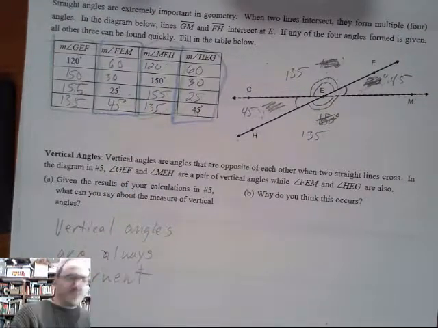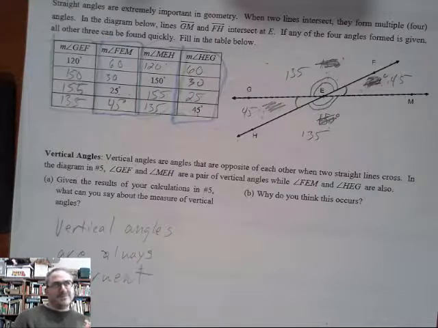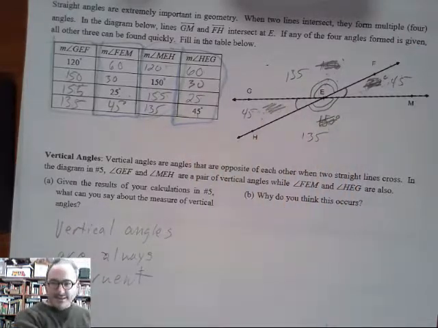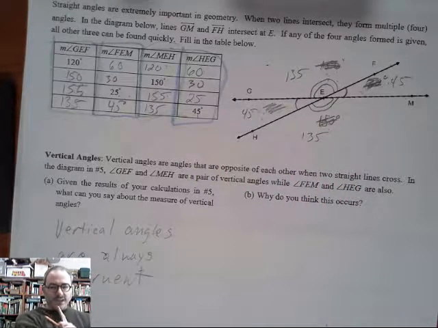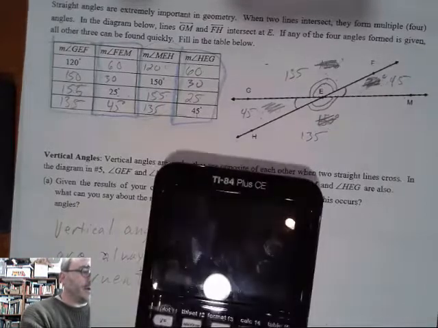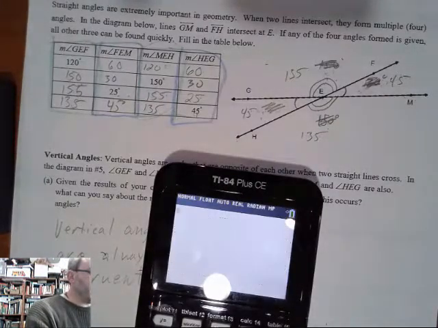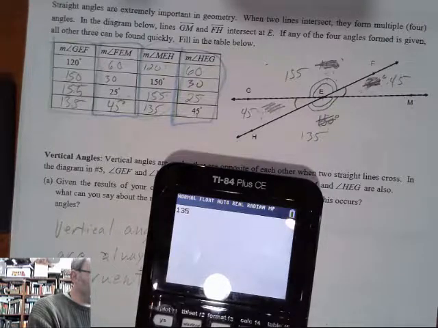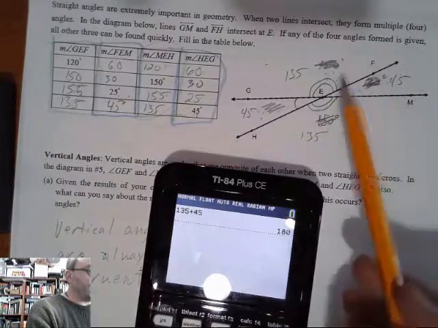All right, so the question is, why do we think this occurs? Why are vertical angles always congruent? Well, let's check it out. All the angles of a straight line always have to equal 180 when we add them up. That means this and this have to equal 180. 135 plus 45 equals 180.